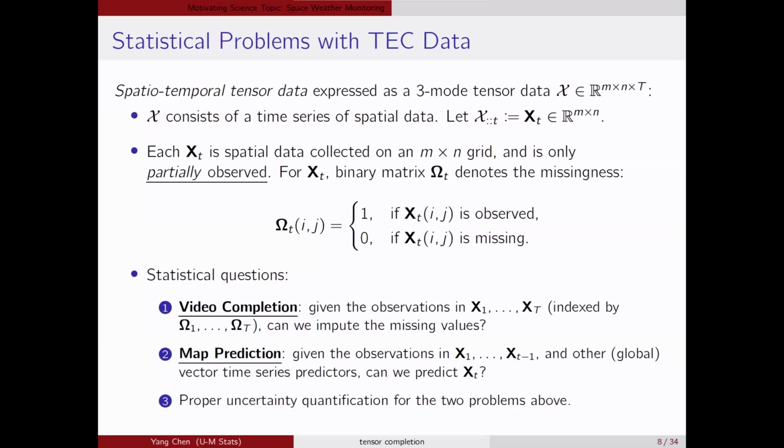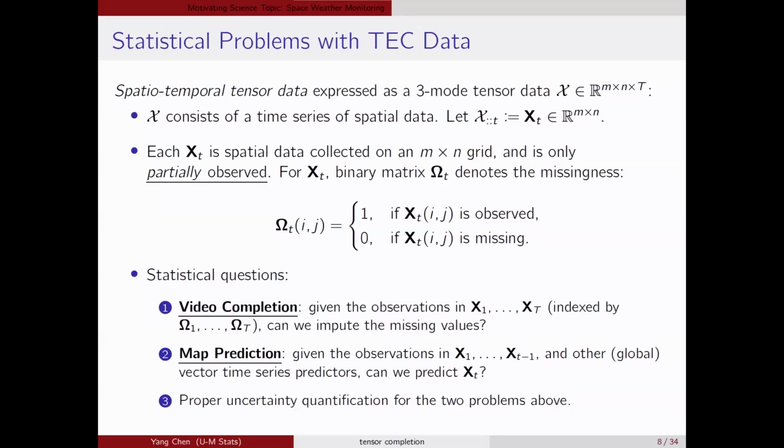And if we just cast it as a big spatial temporal data set, we have to handle too huge of matrix inversion problems. So in terms of the missingness indicator, we can define this omega as the missingness indicator. And the 3 statistical questions that we have been working on over the past 5-6 years include video completion. How do I get the entire complete video of total electron contents?